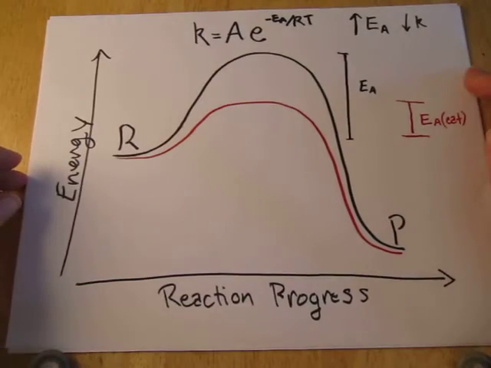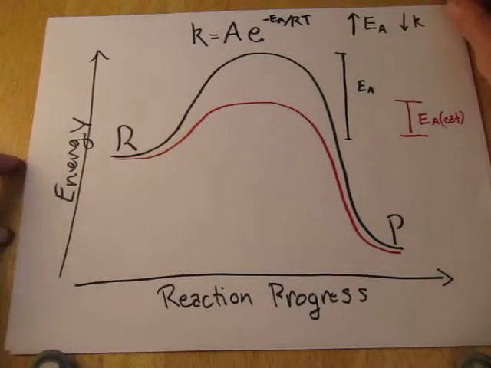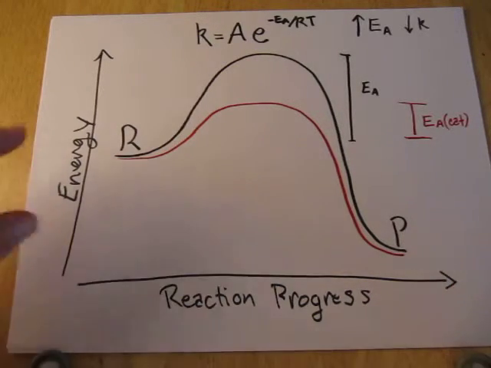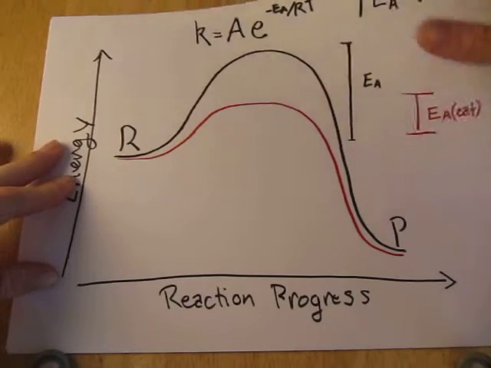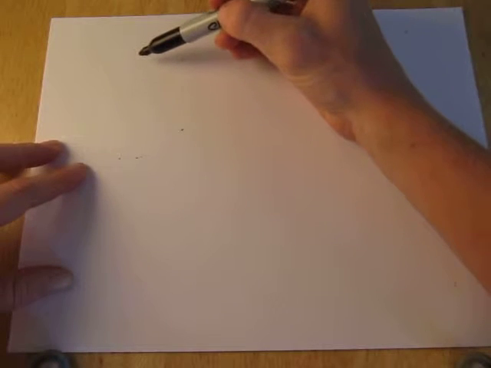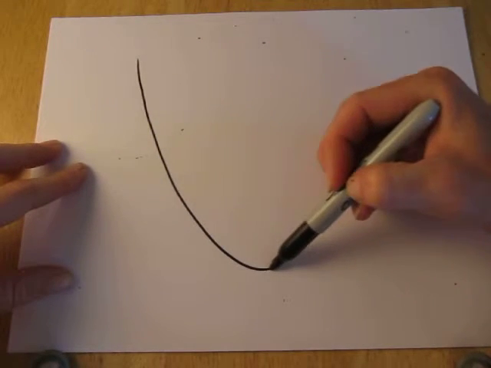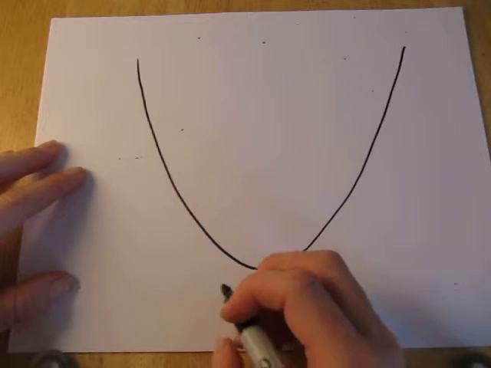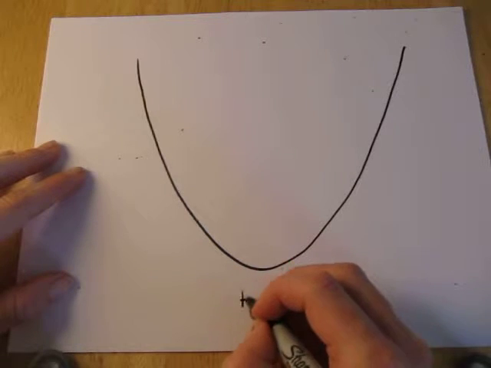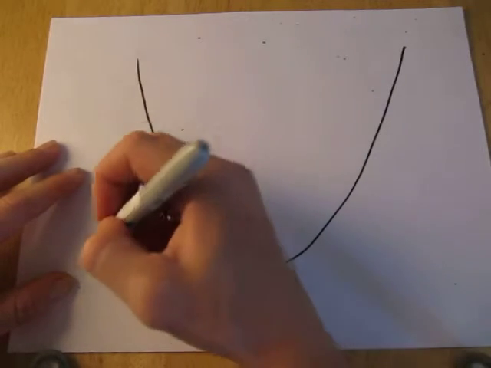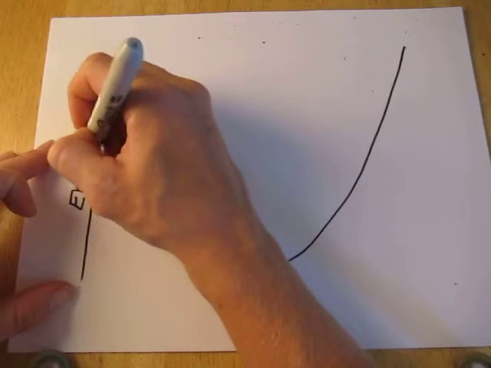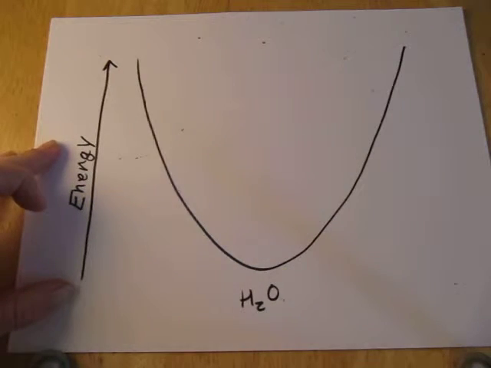But where does this come from? Who came up with this graph? What is reaction progress? These are all kind of hand-wavy things. But if we start to look at what this really is, we have to start from the basics, from the energy of a single molecule. So let's take H2O. And let's say that this is an energy well that this molecule exists in.